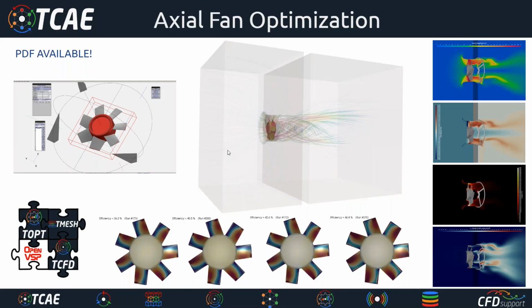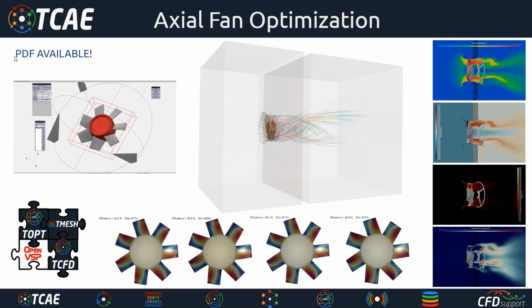Okay, we have a couple of examples we would like to show you. The first one is axial fan optimization. We created a workflow which uses TMesh meshing and TCFD CFD simulation. The geometry builder is OpenVSP. It's open source, which is very useful, so we can recommend it. It allows you to create geometry from the parameters of, for example, such an axial fan, and TOpt. Such a workflow has been used and run.